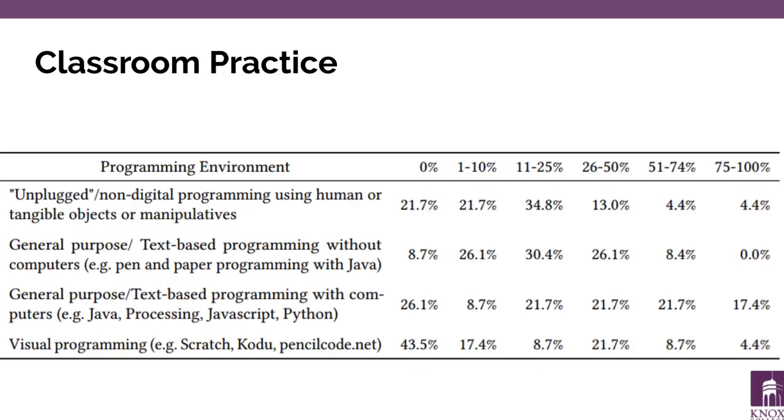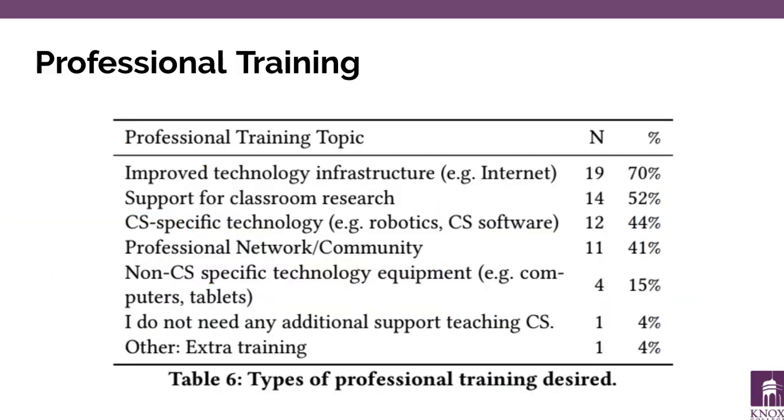Participants were asked their modes of presentation. We note that the most popular programming environment for these participants was general-purpose, text-based programming without computers, a common practice in countries without computers for every student or well-resourced labs. Technology infrastructure and computer science-specific technology and support for classroom research were the most desired professional training by our participants, with only one teacher who did not desire any additional support in teaching their computer science curriculum.